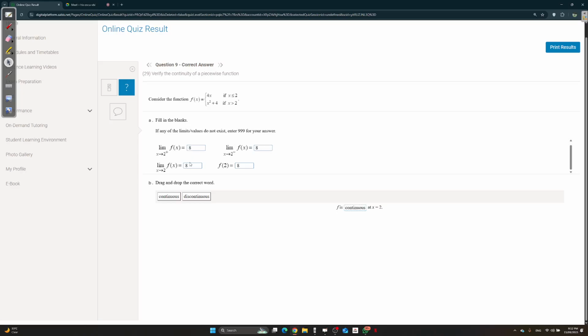If yes, then it's 8. It's the value of it. If they're not equal, then you would put 9, 9, 9. But they're equal, so we put 8.